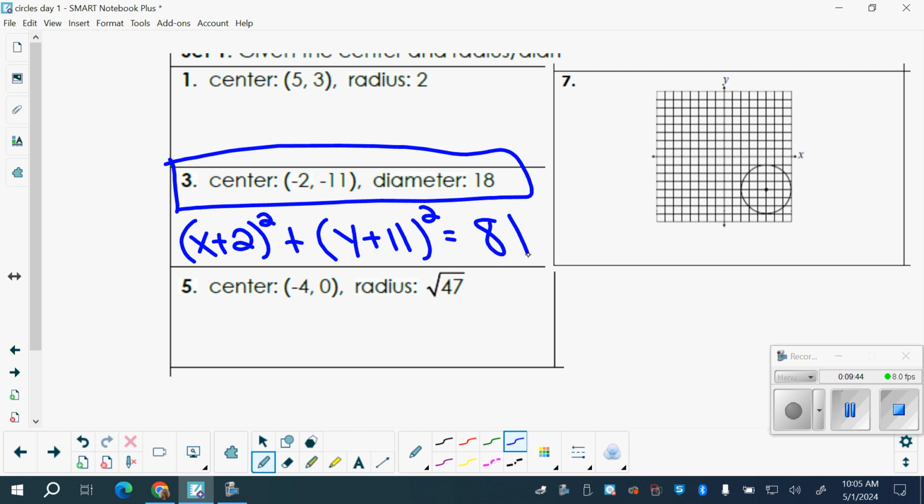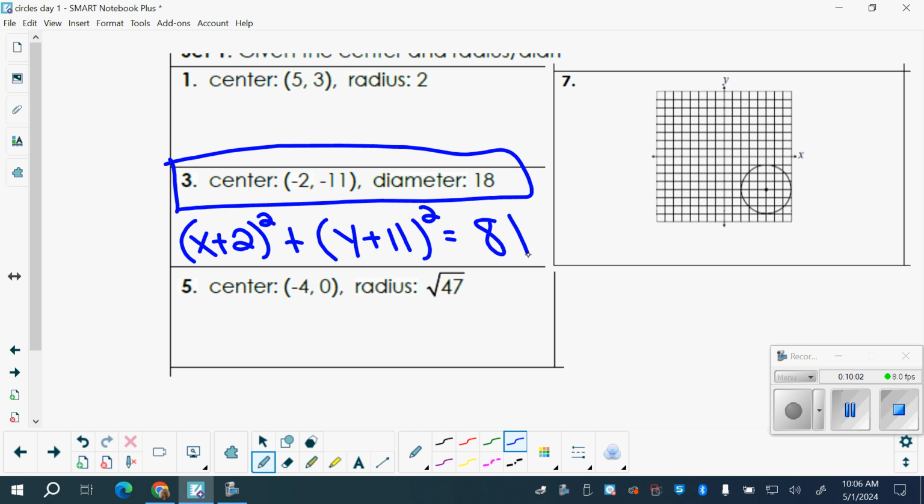Here's why they square everything in a circle, because it keeps everything positive. This is Ferris Bueller action. These are real things. You can't go negative distances. You can't have a negative radius because you can't go negative distances. This is always positive.